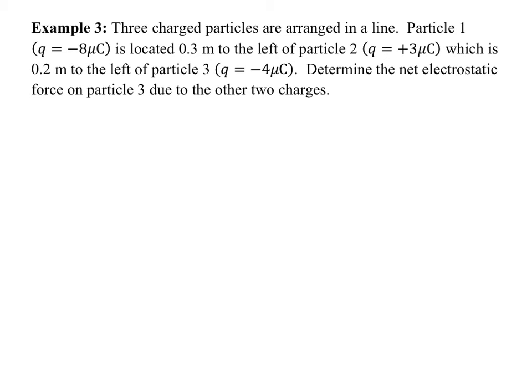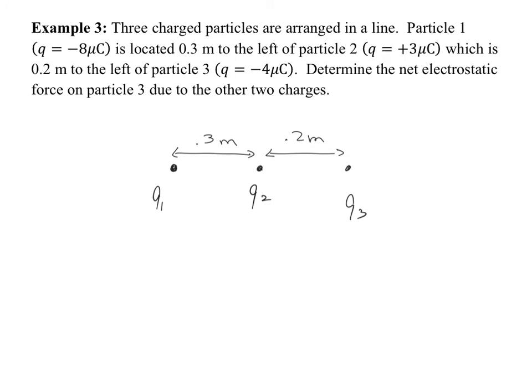So we've got particle 1. Particle 1 is located 0.3 meters to the left of particle 2. Particle 1 is to the left of particle 2, which itself is to the left of particle 3. So here's particle 3 all the way on the far right. Well, how far apart are they? This first one says that this is 0.3 meters away. The next one is 0.2 meters away.